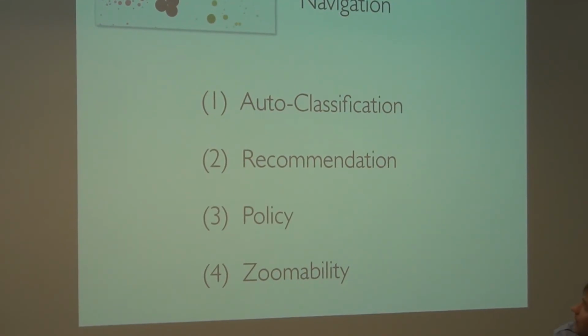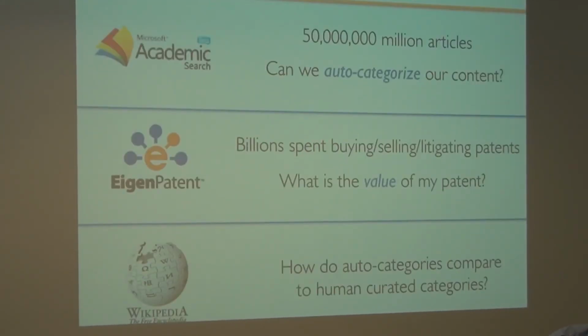Here are some different areas in which I'm currently working on some stuff right now. So auto-classification is a big thing. Recommendation is another big thing that I'm excited about. We're working with some experiments. So here's auto-classification. I don't really want to go into this because you guys aren't so much interested in this.